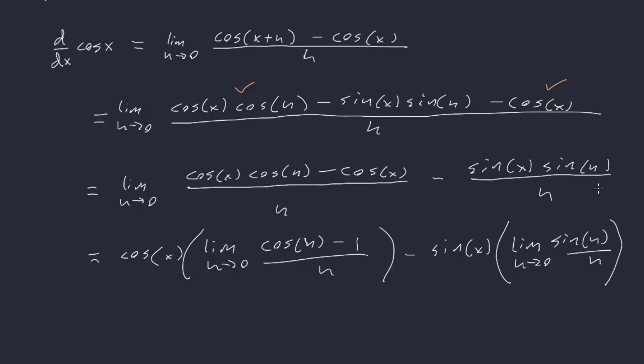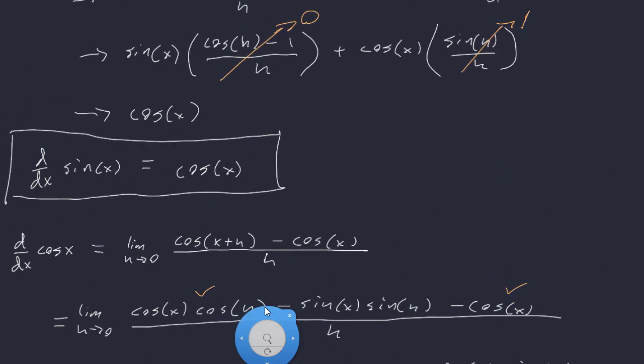Okay, so as we talked about last time, this goes to 0, this goes to 1. So at the end of the day, we get a minus sine of x. All right, so yes, similar. The derivative of sine is cosine, while the derivative of cosine is negative sine.